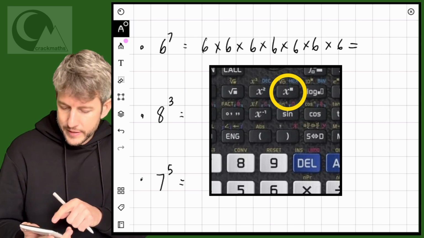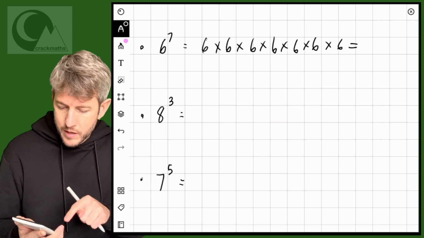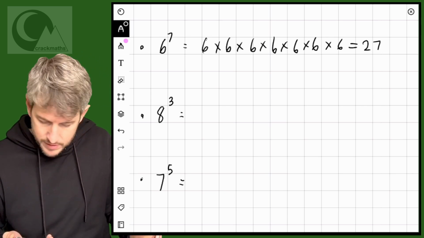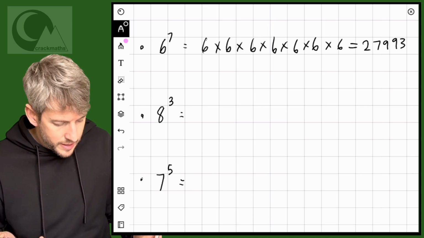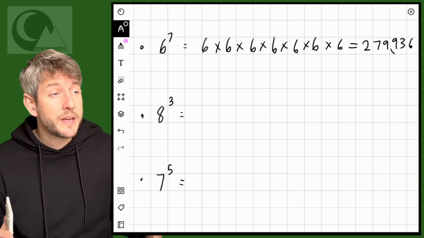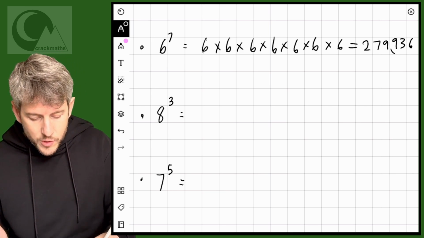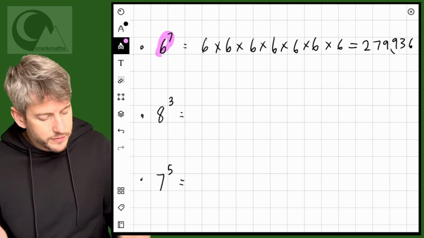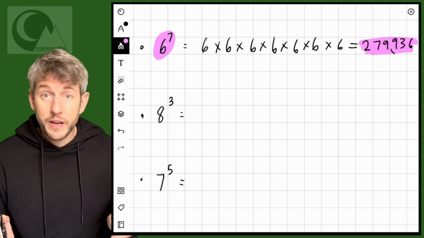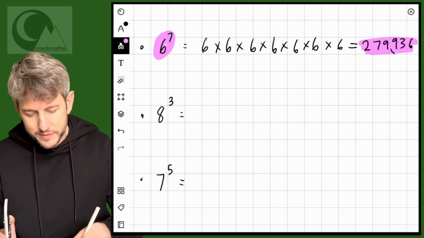So what I'll do here is 6 to the power of 7, and that's going to equal 279,936. And I'm going to put a comma there so I can make it easier to read that number. So if you ever see 6 to the power of 7, that is going to be referring to this number. And the way that we'll have calculated that is by doing 6 multiplied by itself 7 times.